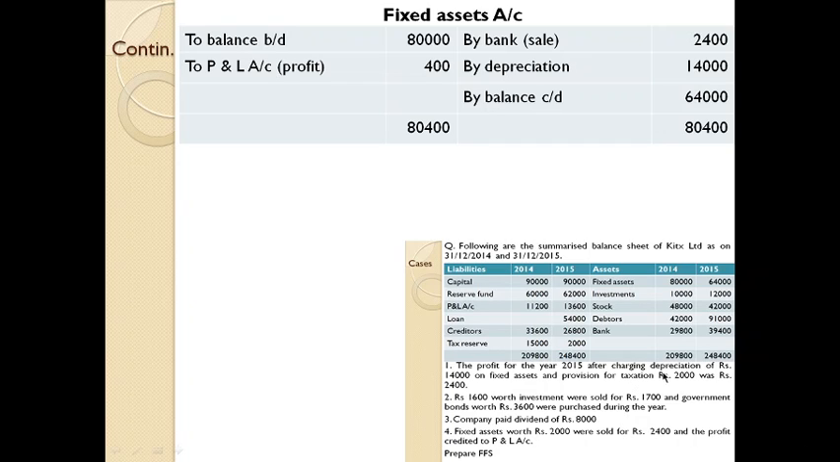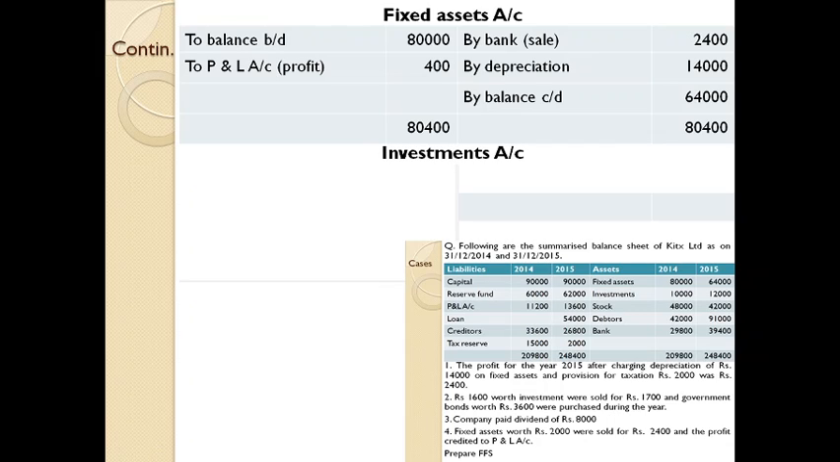Next you need to prepare depreciation account. Since there is no information regarding the opening as well as closing balance of depreciation, leave it. Next you have to prepare investment. We will come to the provision for tax. Before that, let us deal with the second additional information, investment.